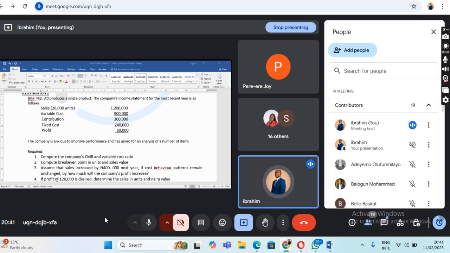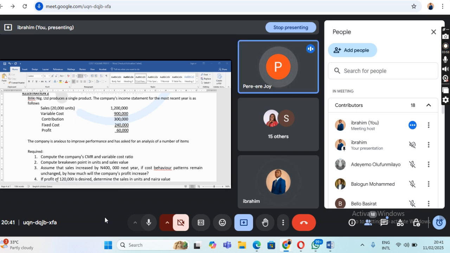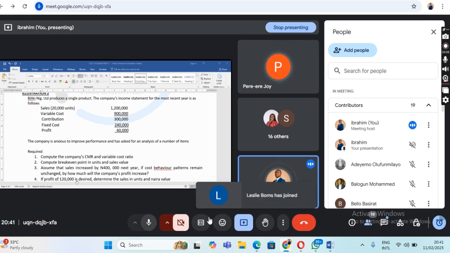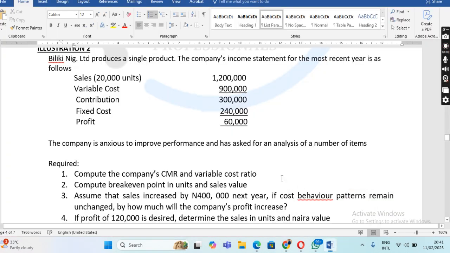Variable cost ratio: variable cost per unit over sales. Per unit, you can use it, fine. Divided by sales. Sales what? Is it selling price per unit, or when you use variable cost per unit, are you dividing it by the sales per unit? Okay, sales per unit. Don't forget that I mentioned that your variable cost changes with the sales volume. With the sales volume.